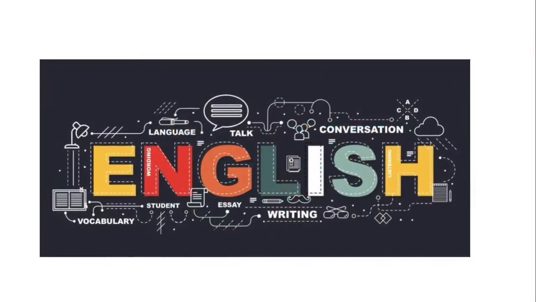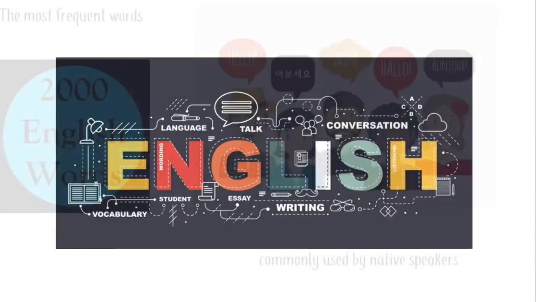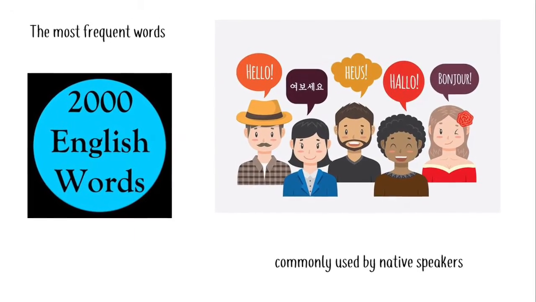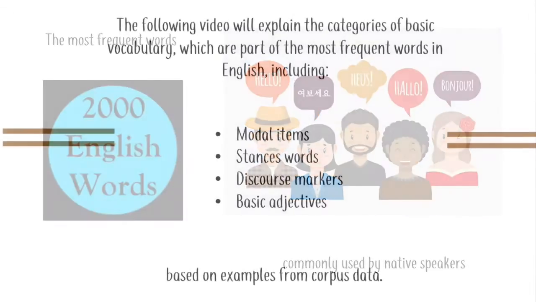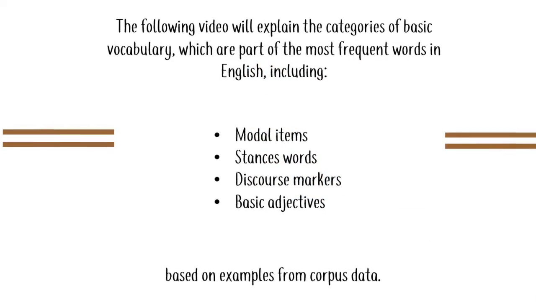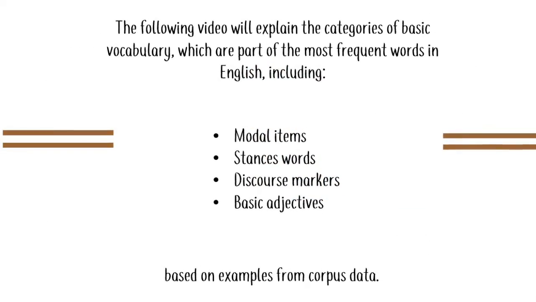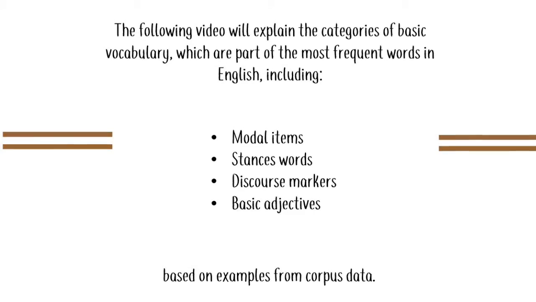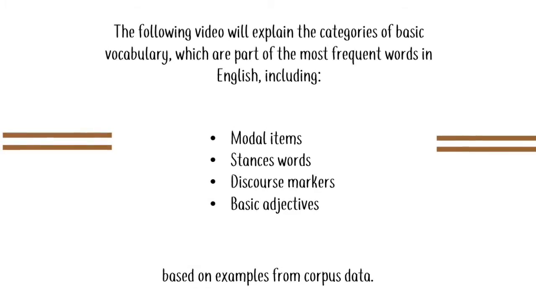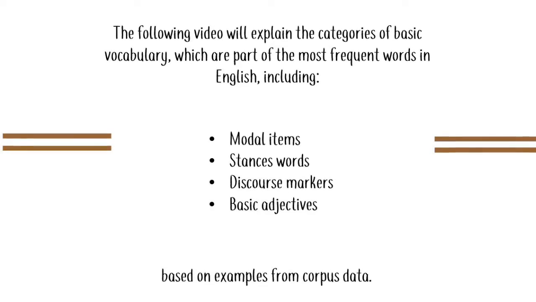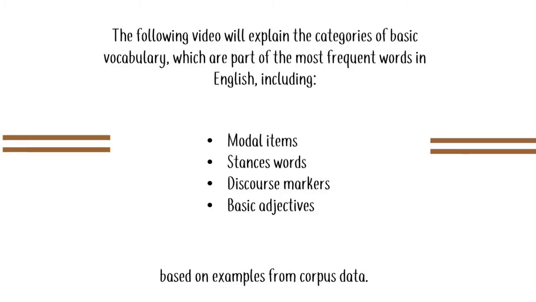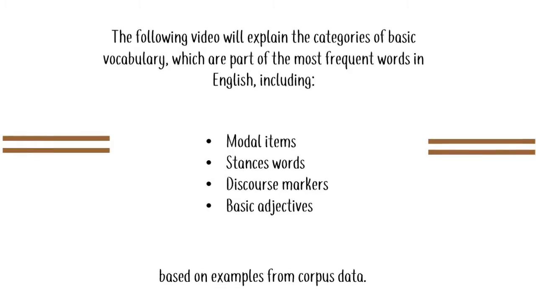For instance, in English, the most frequent words are part of the 2000 word list, which is commonly used by native speakers. The following video will explain the categories of basic vocabulary, which are part of the most frequent words in English, including modal items, stance words, discourse markers, and basic adjectives that are used to convey specific functions based on examples from corpus data.